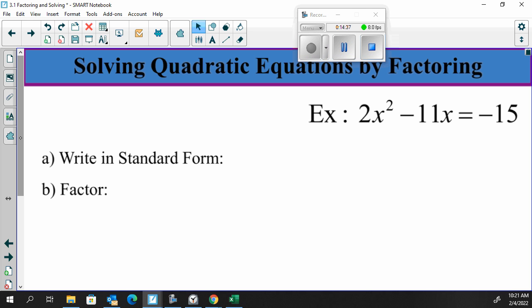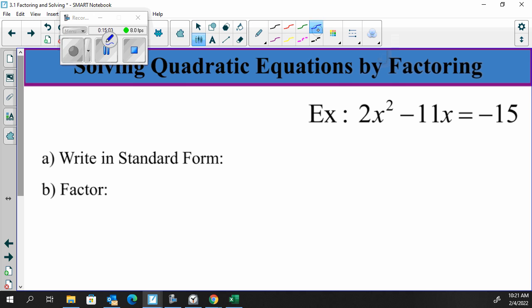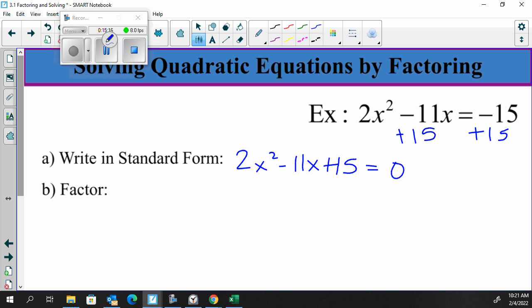We're going to solve this by factoring. First thing I got to do is write it in standard form. That means get everything on the same side. Right now the pieces are kind of jumbled up. I'd have to add 15 to both sides. So in standard form, it would be 2x squared minus 11x plus 15, and it equals 0, because we're talking about an equation now. So I got everything on the same side, and it's all equal to 0. You can't combine those things.